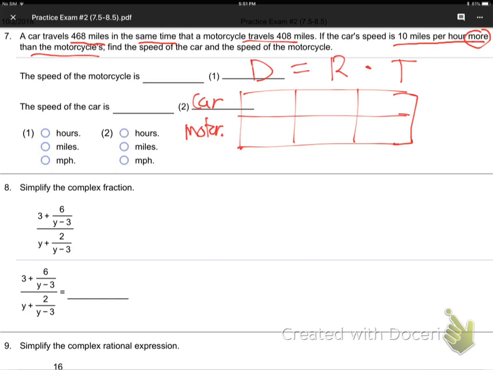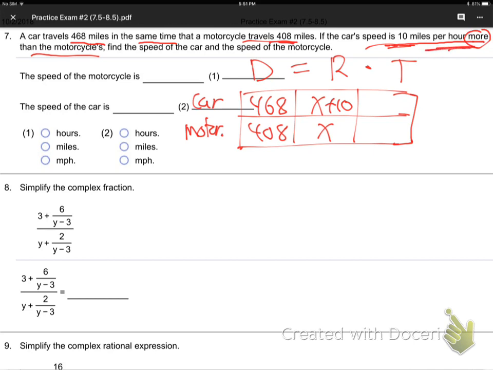Okay, so we have the car and the motorcycle. So the car travels 468 miles. That's the distance for the car. The motorcycle, 408. That's the distance for the motorcycle. The car's speed is 10 more. So the rate, x plus 10 for the car, just x for the motorcycle. Right? 10 more is always x plus 10.